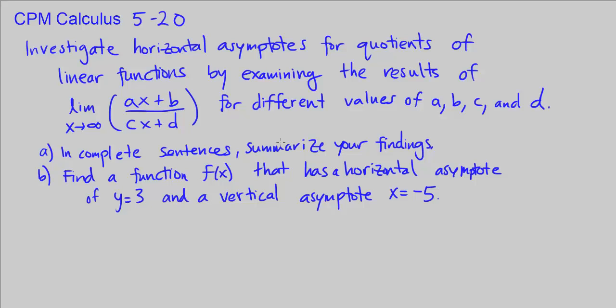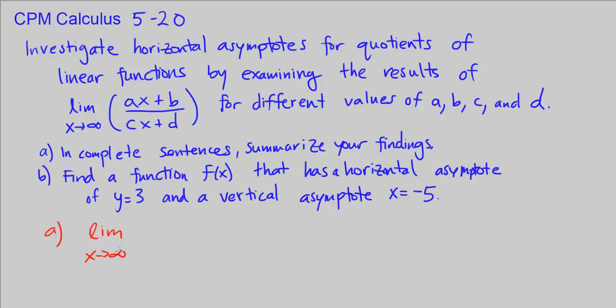This is CPM Calculus Chapter 5, Number 20. Investigate horizontal asymptotes for quotients of linear functions by examining the results of this limit for different values of a, b, c, and d. So let's jump in because we want to summarize our findings in Part A. So let's go ahead and take the limit.